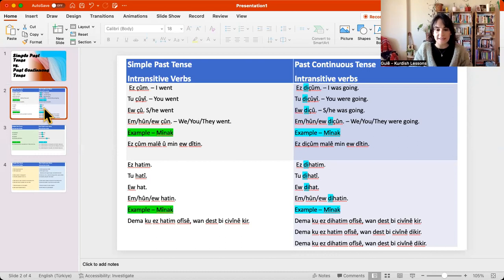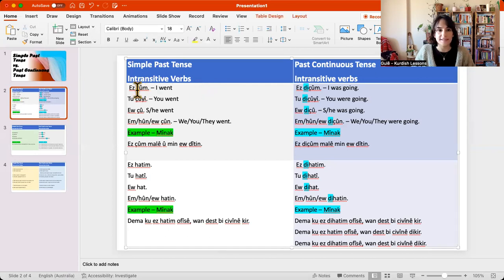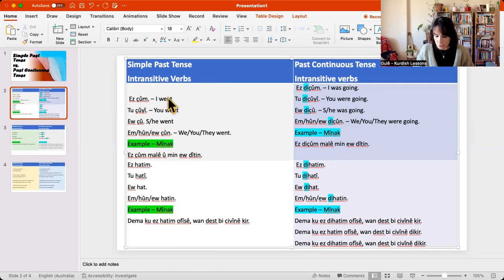So you check transitive or intransitive verbs, and you have to know how to find your past stem. For the present tense, when you conjugate a verb, you have to memorize the present tense stem because there aren't any rules to identify a present stem, okay? But for past tense, we have rules. So let's say the verb is chun, to go. All you need to do is to remove n, and the rest is your past stem. So chu is the stem, okay?